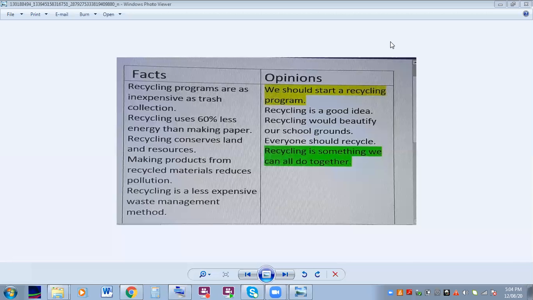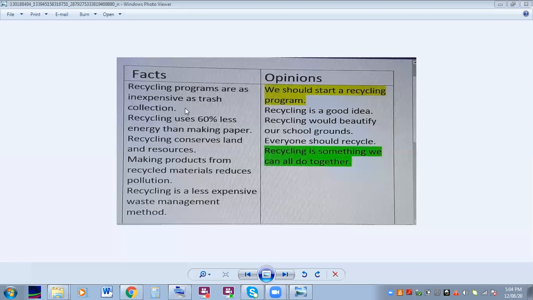All right, and the last opinion that's written is recycling is something we can all do together. So this person thinks that everybody can chip in together and everyone can help. Some other people may think that this is not something we want to do together. They don't want to share in the work. They have a right to their opinion just like you have a right to yours.